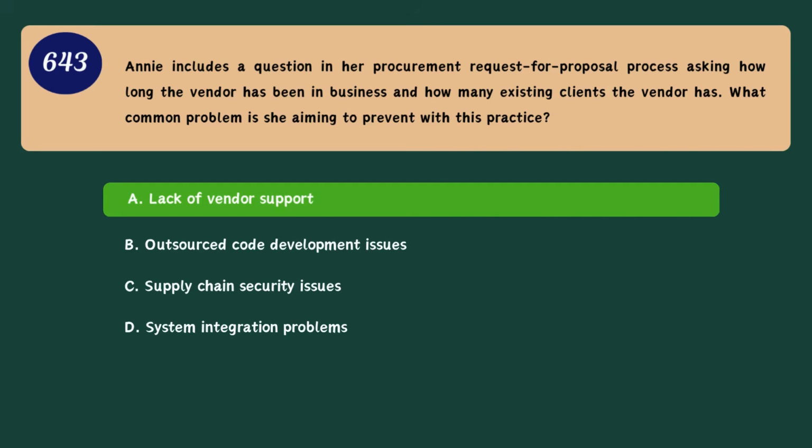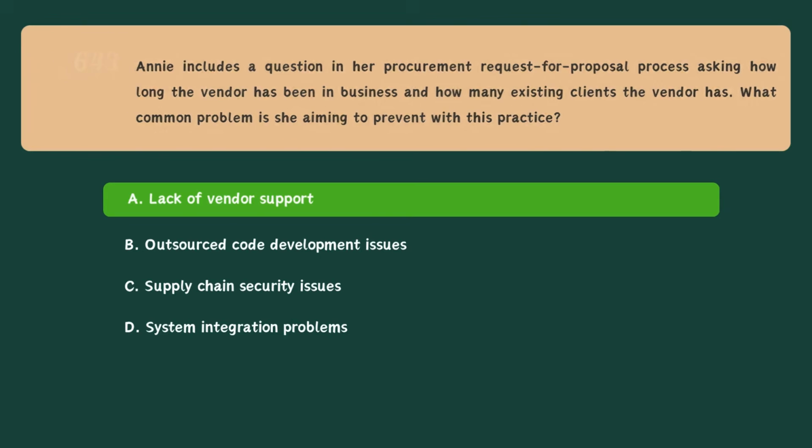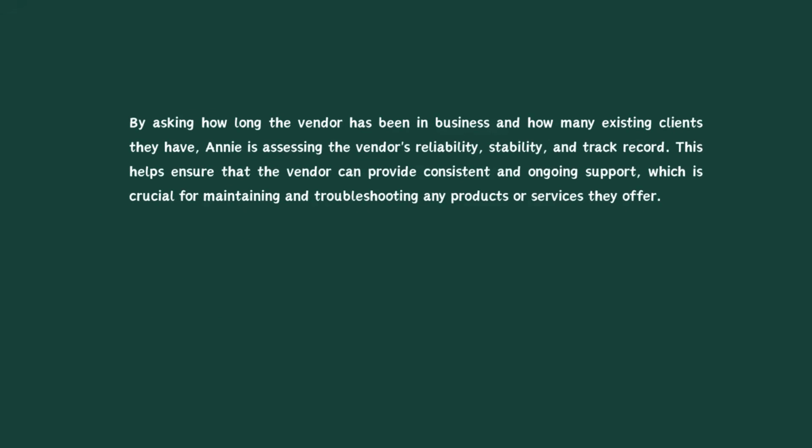Correct answer. A. Lack of vendor support. By asking how long the vendor has been in business and how many existing clients they have, Annie is assessing the vendor's reliability, stability, and track record. This helps ensure that the vendor can provide consistent and ongoing support, which is crucial for maintaining and troubleshooting any products or services they offer.